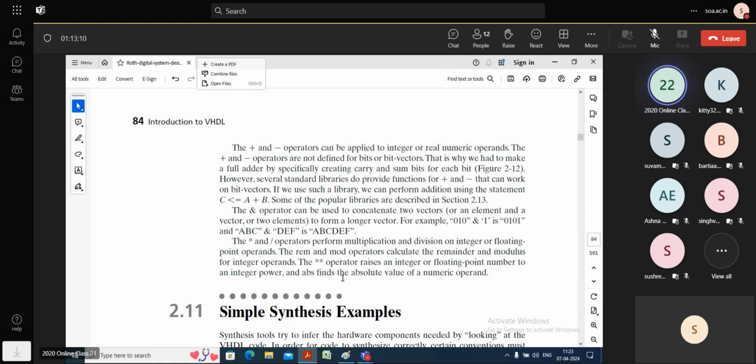And ABS finds the absolute value of a numeric operand. As you know, for -7, its absolute value is +7, or if you write +5, its absolute value is +5. That is the absolute value.